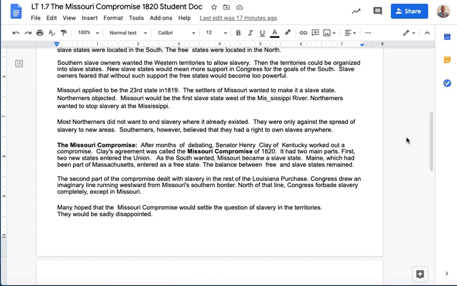Most Northerners did not want to end slavery where it already existed. They were only against the spread of slavery to new areas. Southerners, however, believed that they had a right to own slaves anywhere.